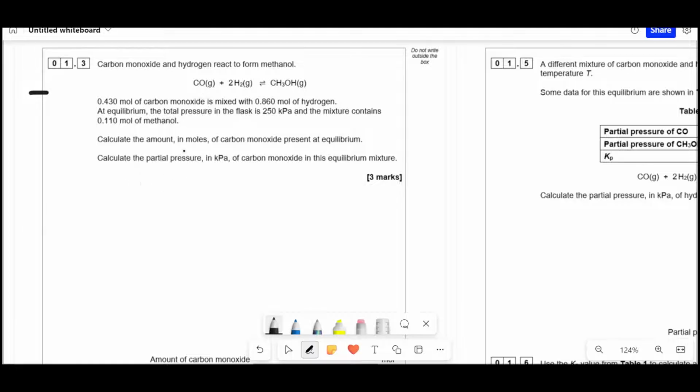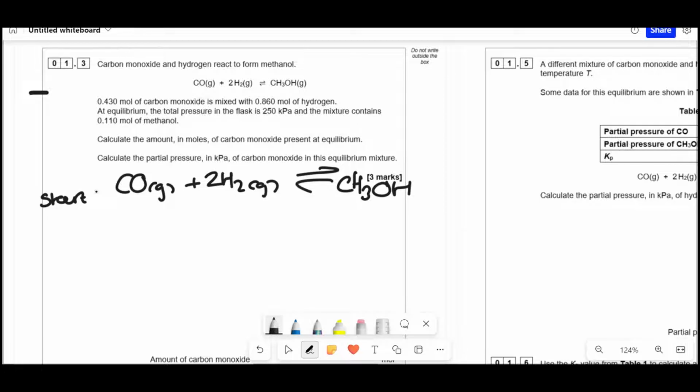So whenever you've got these equilibriums, what they're trying to tell you is that they've started mixing these two together, and then at the equilibrium, we have this much methanol. So let's write this. Let me rewrite this equilibrium out so we can actually do some working out here. So here, CH3OH. They've told you that this is this.